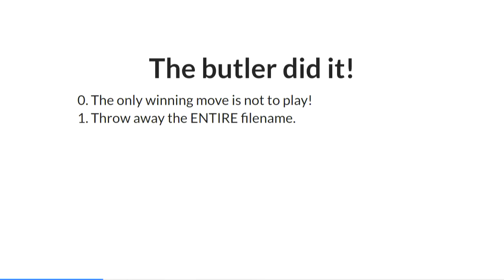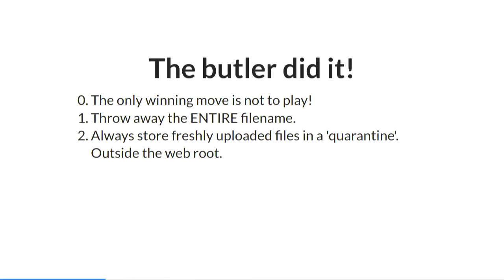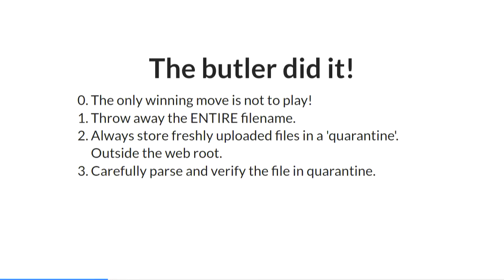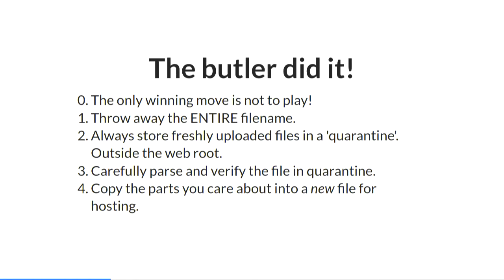Step 1, throw away the entire file name. Don't trust any part of it. Ignore it completely. Step 2, always store freshly uploaded files in a quarantine somewhere outside the web root where they're not being directly hosted. Step 3, carefully parse the file yourself while it's in quarantine. And step 4, copy the parts you care about into a new file that you then host. So with any luck, you never even host the original file that got uploaded.